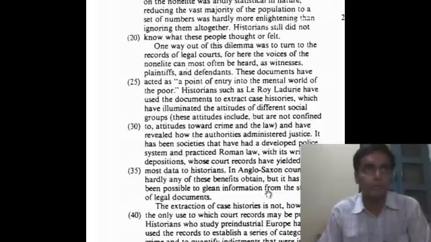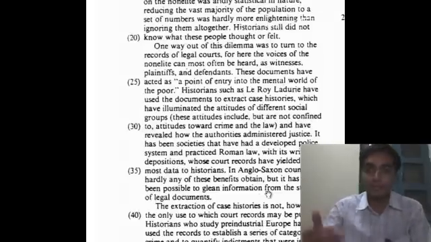Let's move ahead. One way out of this dilemma was to turn to the records of legal courts, for here the voices of the non-elites can most often be heard as witnesses, plaintiffs, and defendants. Now if you were to analyze what they were thinking, then of course we have to look at the court records. So, one way out of this dilemma, I'm reading it twice because here the paragraph has changed. One way out of this dilemma was to turn to the records of legal courts, for there the voices of non-elites can most often be heard as witnesses, plaintiffs, and defendants.